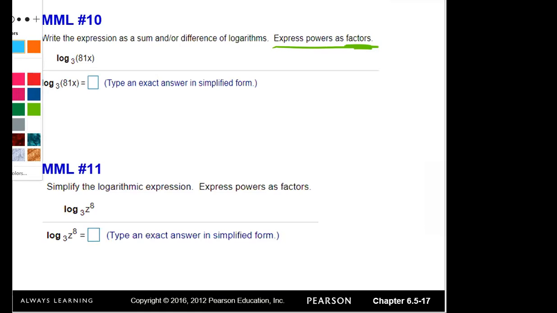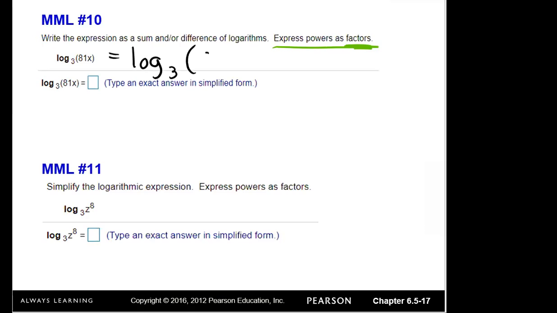Okay, well, they want it as a sum or a difference. I'm gonna start with the fact that the 81, let me rewrite this. I've got log base 3 of 81x. Remember, 81x means 81 times x. So you're going to split this up. It's going to be log base 3 of the 81 plus log base 3 of the x.